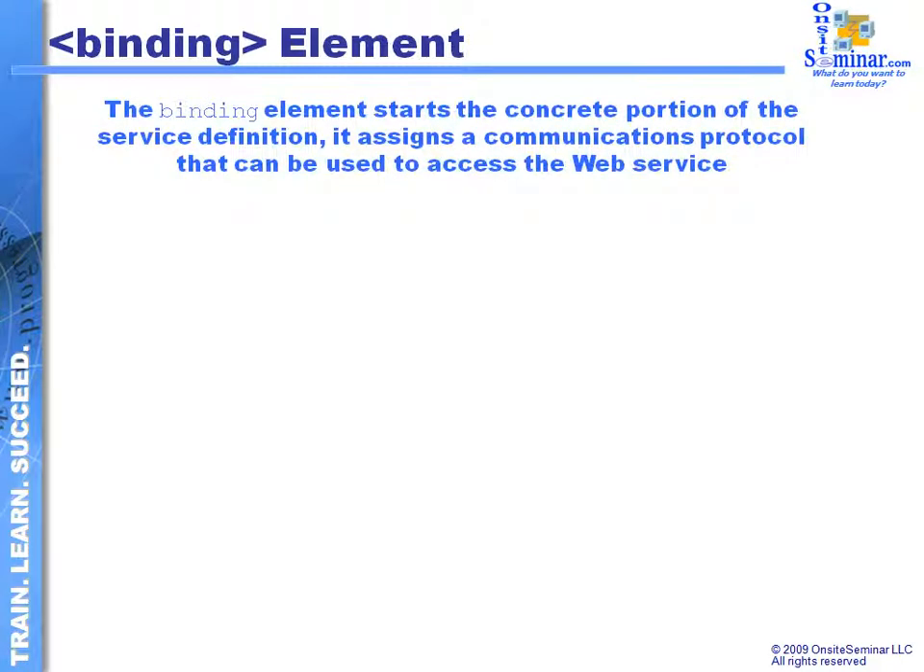Within the concrete description, there's something called a binding element that's going to define some of the physical parameters of the messaging structure itself. So the binding element is going to be the beginning of the concrete portion of the service definition. Its job here is to define what the communication protocol is going to be to access our particular service, and also to define the SOAP message structure.